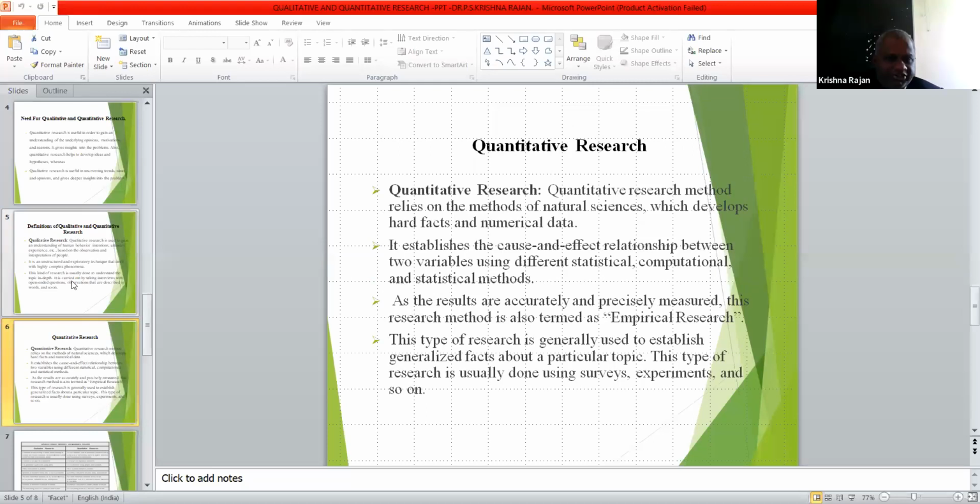Now, coming to the quantitative research, it is a method that relies on the methods of natural sciences, which develops hard facts and numerical data. It depends on facts. It depends on numerical data. It establishes the cause and effect relationship between the 2 variables using different statistical and computational methods. As a result, things are accurately and precisely measured. This research method is also known as empirical research. This type of research is generally used to establish the facts about a particular topic. When you are selecting a topic in the research, we are using the facts of the topic. This type of research is usually done using surveys, experiments, and so on.